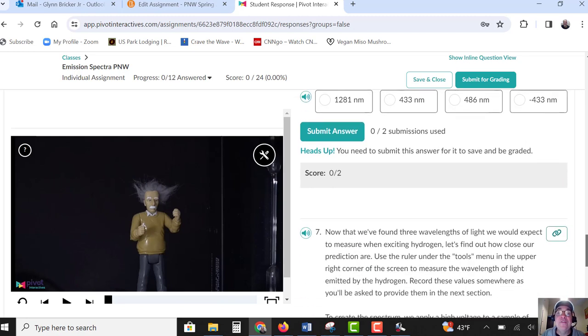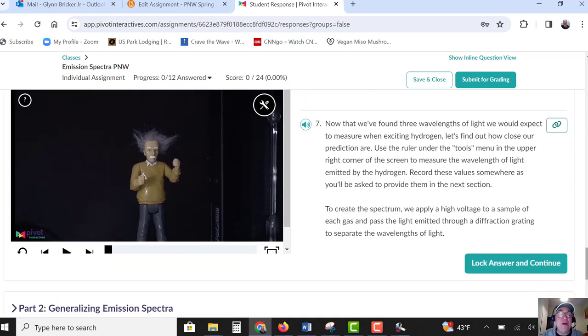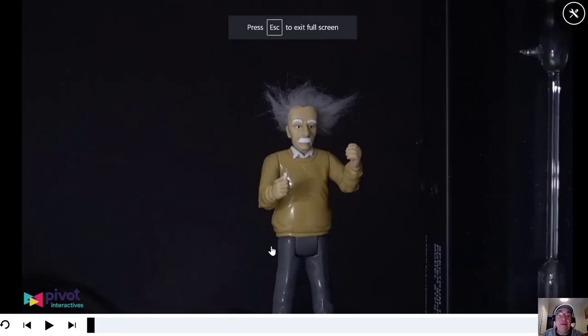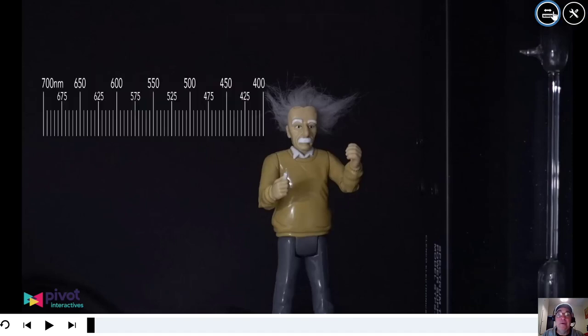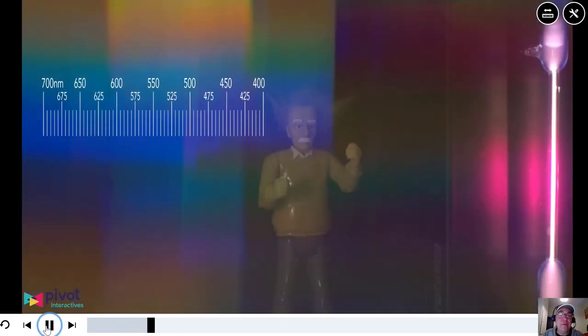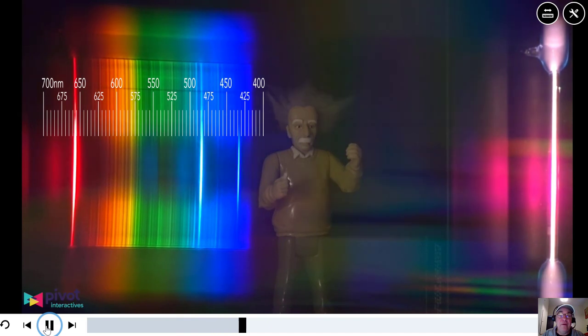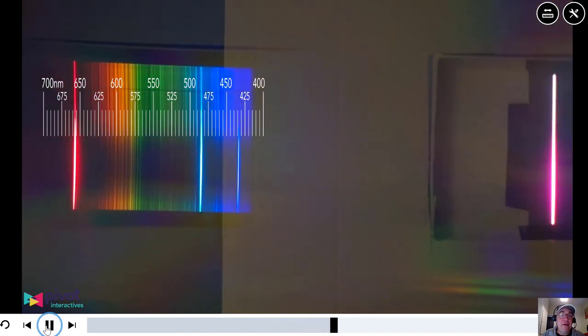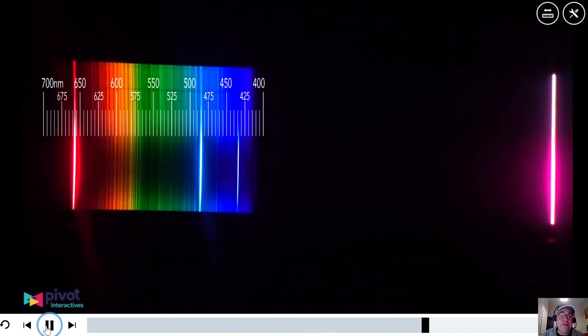Once you do the calculations, you can watch this video. Let's take a look at it. This is the tool that we'll have. This is a hydrogen light source, and the light is going to be going through a diffraction grating. It's going to split off, and we're going to see some bright spots. There, that looks good. They turned the light off.